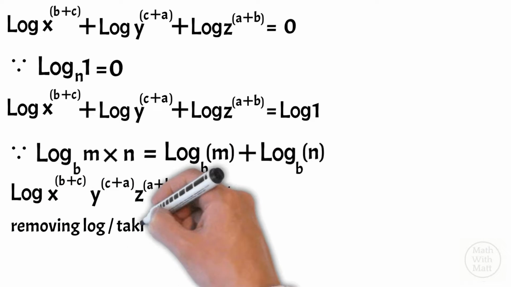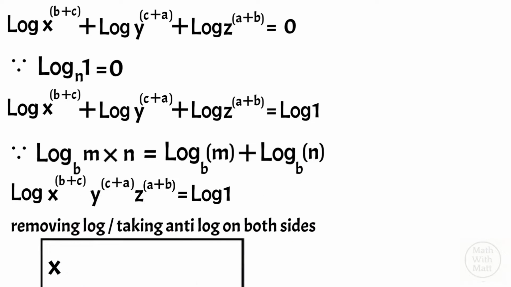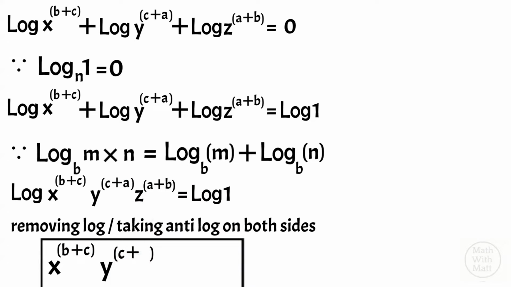And as our final step, we will remove log on both sides to get the original statement that was asked in the question. That is, x to power b plus c times y to power c plus a times z to power a plus b equals 2, 1.